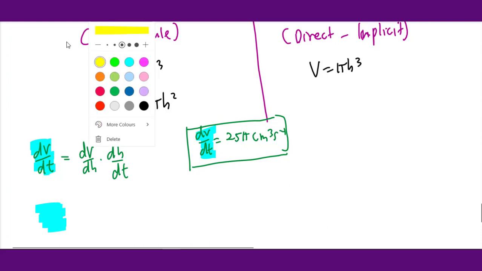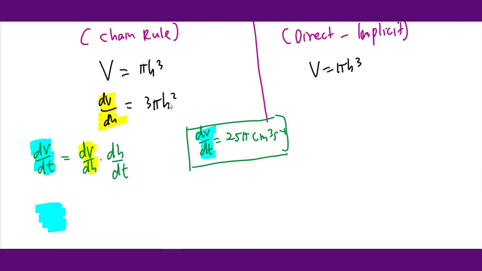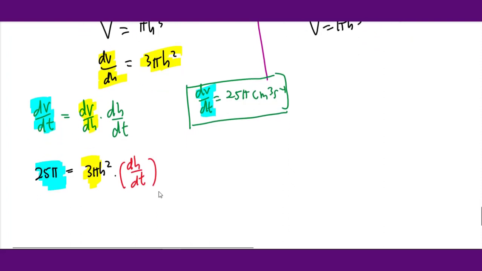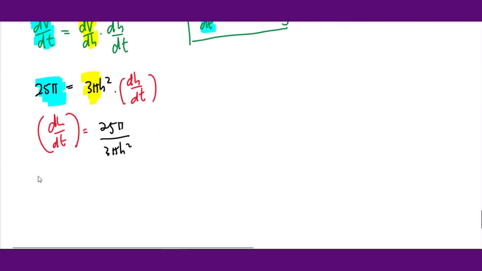And the next one is dV/dh. So dV/dt is 25π, dV/dh is 3πh². Then we're going to find dh/dt, with dh/dt as the subject. dh/dt is equal to 25π over 3πh². Then dh/dt is equal to, cancel π, 25 over 3h² cm per second. Okay, done using the first method.